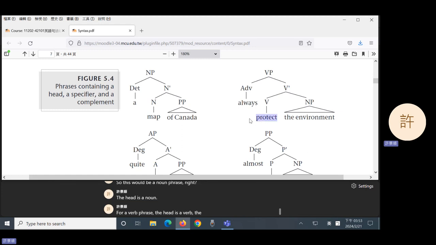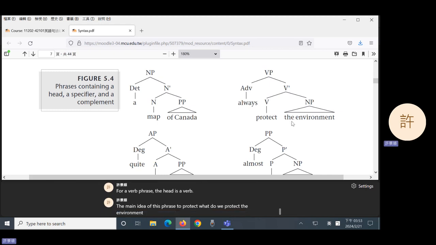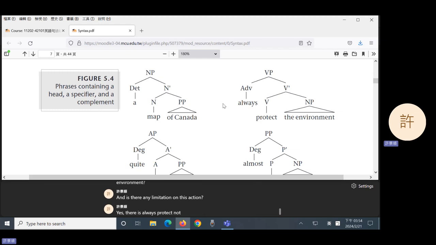The main idea of this phrase, to protect. What do we protect? The environment. And is there any limitation on this action? Yes, there is. Always protect, not sometimes protect. Not never protect, it's limited to always.